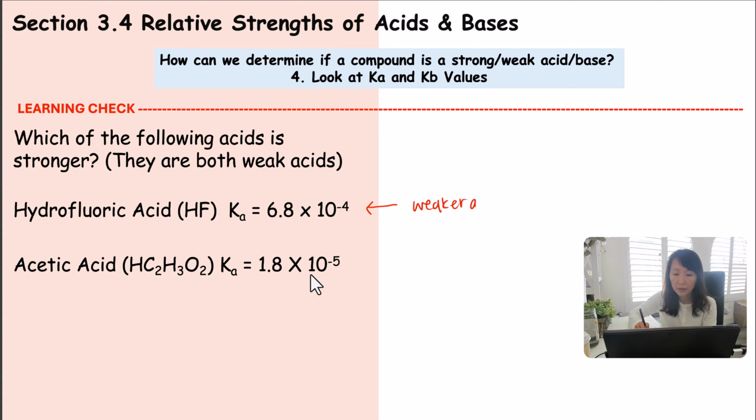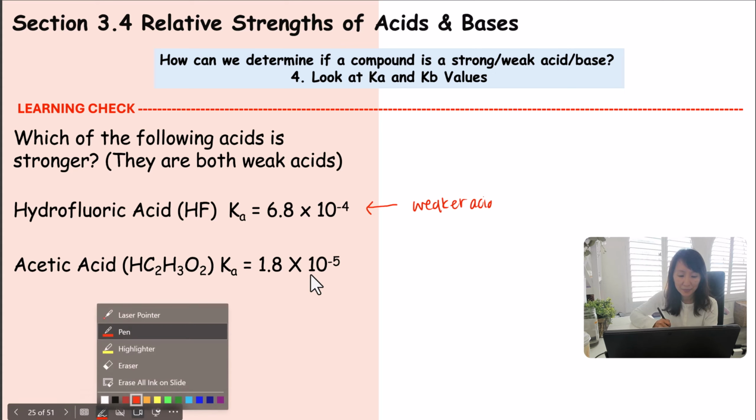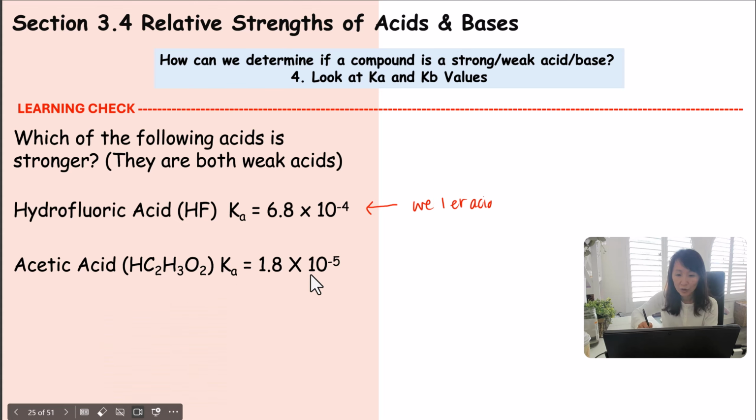weaker. Let's see. Oh, I apologize. This is the stronger. Acetic acid. And this is the weaker. Stronger acid. Weaker acid.